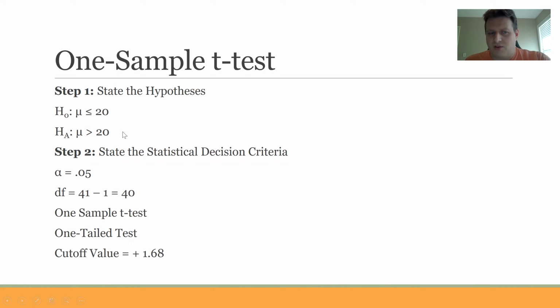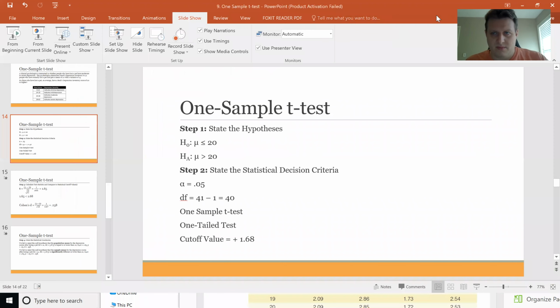So notice here that I can't draw a population mean on the right, really, because we're not comparing it to a population mean. We're comparing it to a particular score. So I have that score here in my null hypothesis and my alternative hypothesis. Alpha is equal to 0.05. Degrees of freedom: we have 41 subjects, 41 minus 1 equals 40. We have a one sample t-test. It's a one-tail test. And if I go and look at my table, my degrees of freedom are 40.